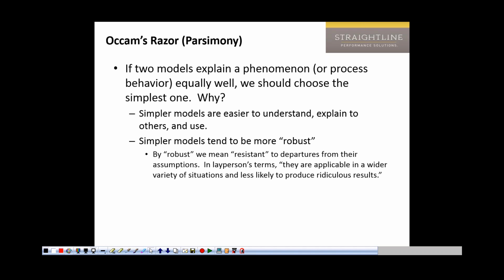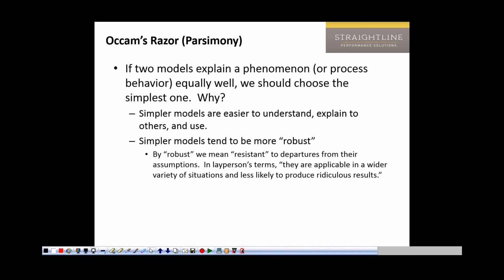Okay, and part and parcel with that is also something called Occam's razor. Now I'm sure some of you have heard of this. Maybe all of you have heard of it by now. William of Occam was, I think, a 13th or 14th century writer, and he postulated that essentially, given two things that explain something equally well, we should choose the simplest.